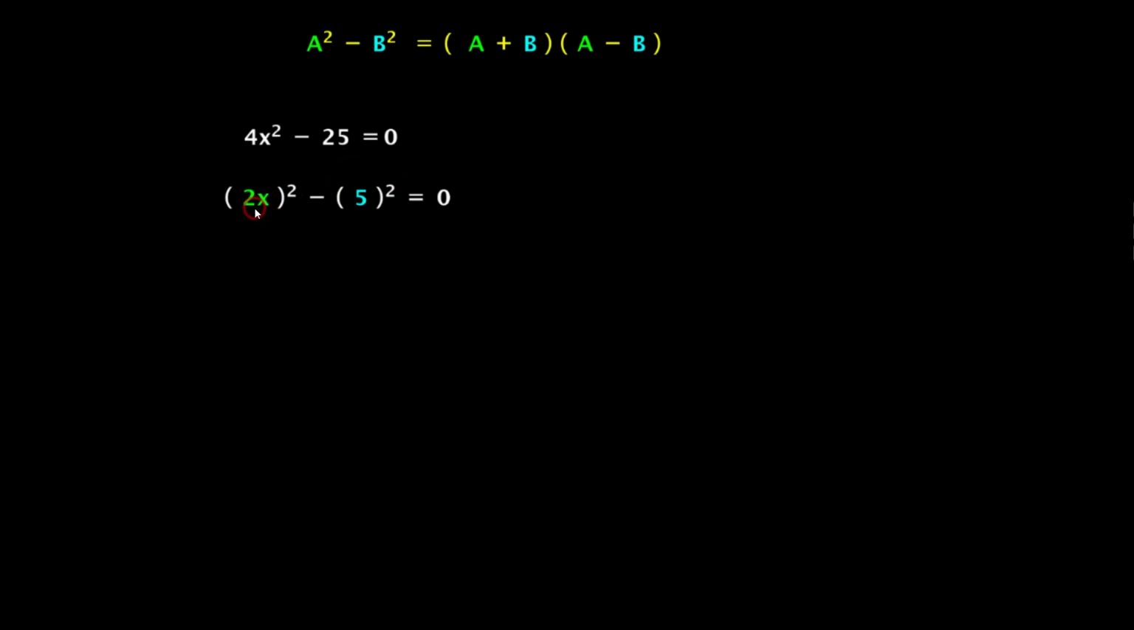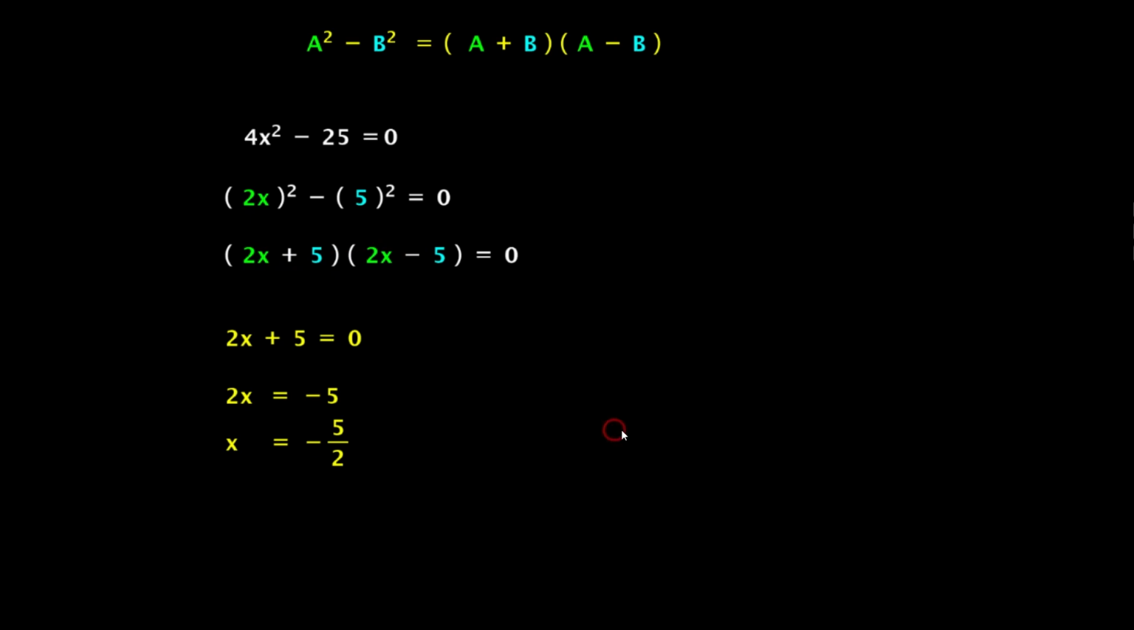So it should be the green plus the blue value times the green minus the blue value. So the factorization would be 2x plus 5 and 2x minus 5, which is a conjugate pair. So either of these values has to be 0. So when 2x plus 5 equals 0, move the 5 to the right side, make it negative. Divide both sides by 2 to isolate the x, and we get x equals negative 5 over 2. That's the final answer for the first part.